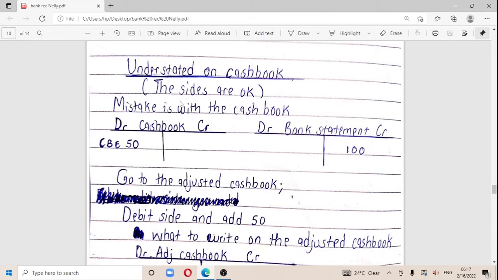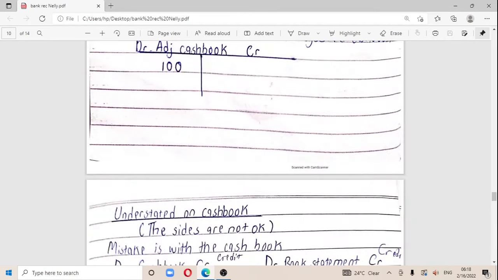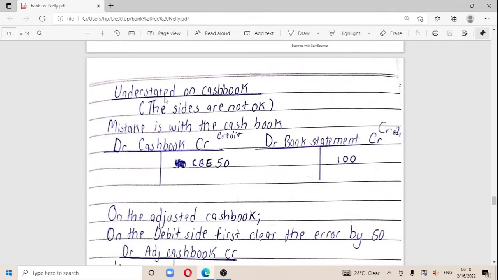So here still the mistake is with the cash book. The sides are okay, having a debit and also a credit. So what's going to happen? I told you once you're having this, you're just going to go to the adjusted cash book. Since this is 100 and you know this is being understated, it's supposed to be 100 this side, but you're having a 50. Simply just add there the 50, but the sides are okay. So what happens when you're having an understated figure on the cash book?